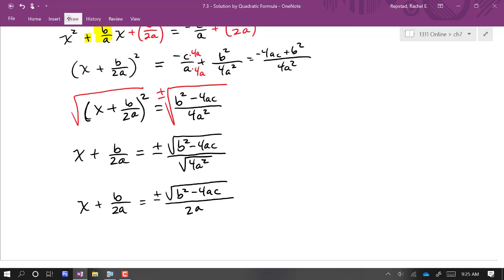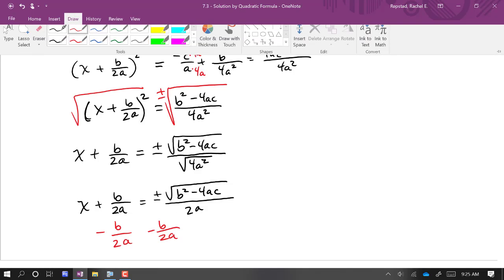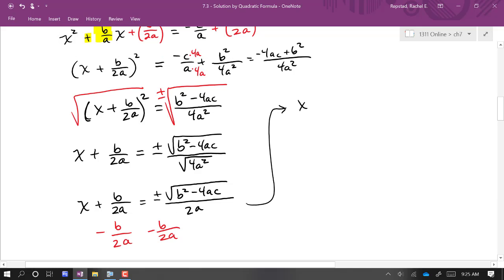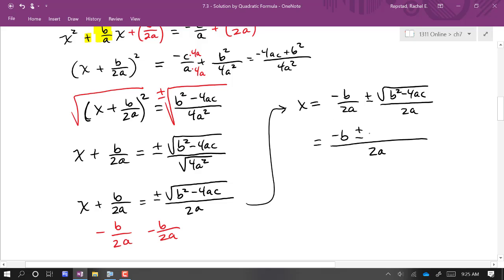And now we can solve by subtracting b over 2a from both sides. So now we have minus b over 2a plus or minus square root of b squared minus 4ac all over 2a. And we have a common denominator, so let's go ahead and write it as a single fraction. So 2a on the bottom, up top we have negative b plus or minus the square root of b squared minus 4ac. And that is what the quadratic formula is.